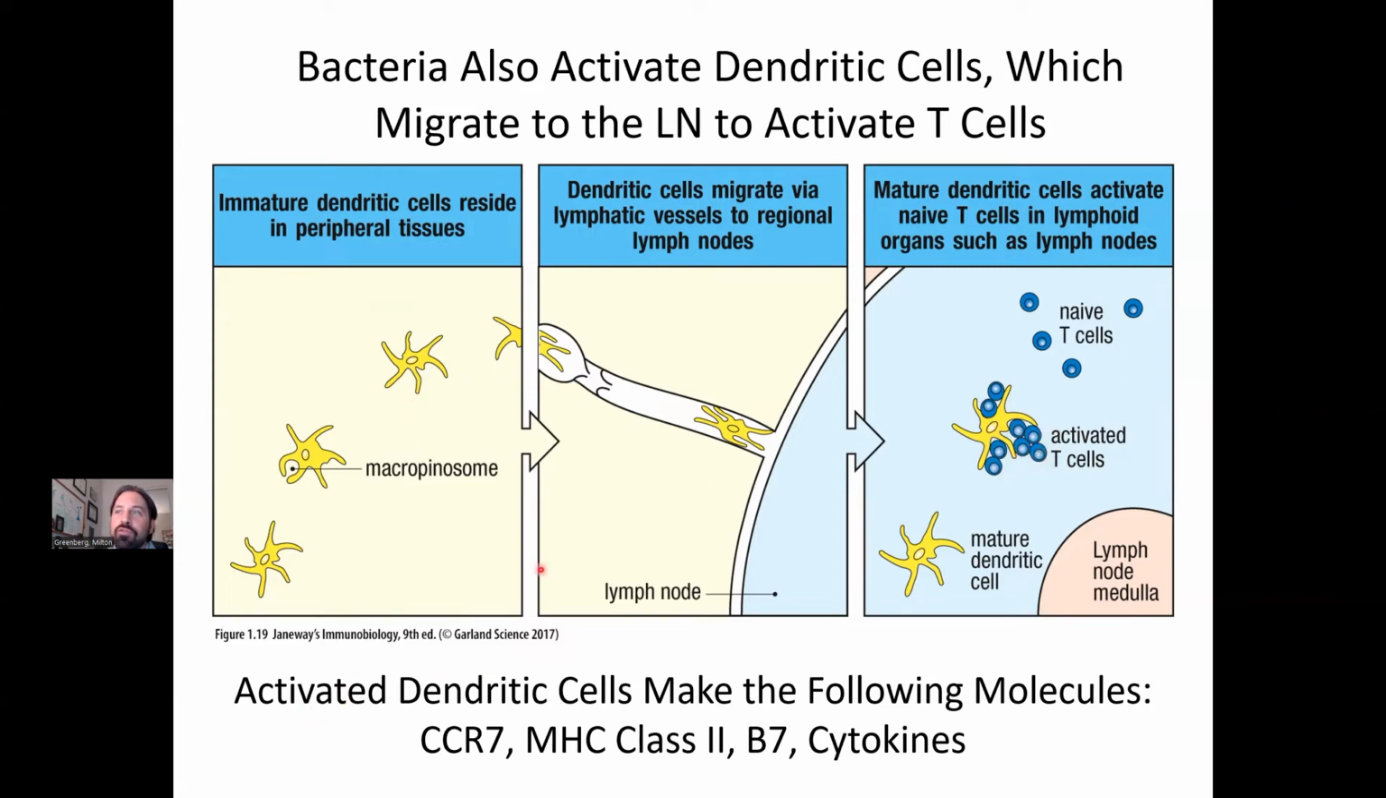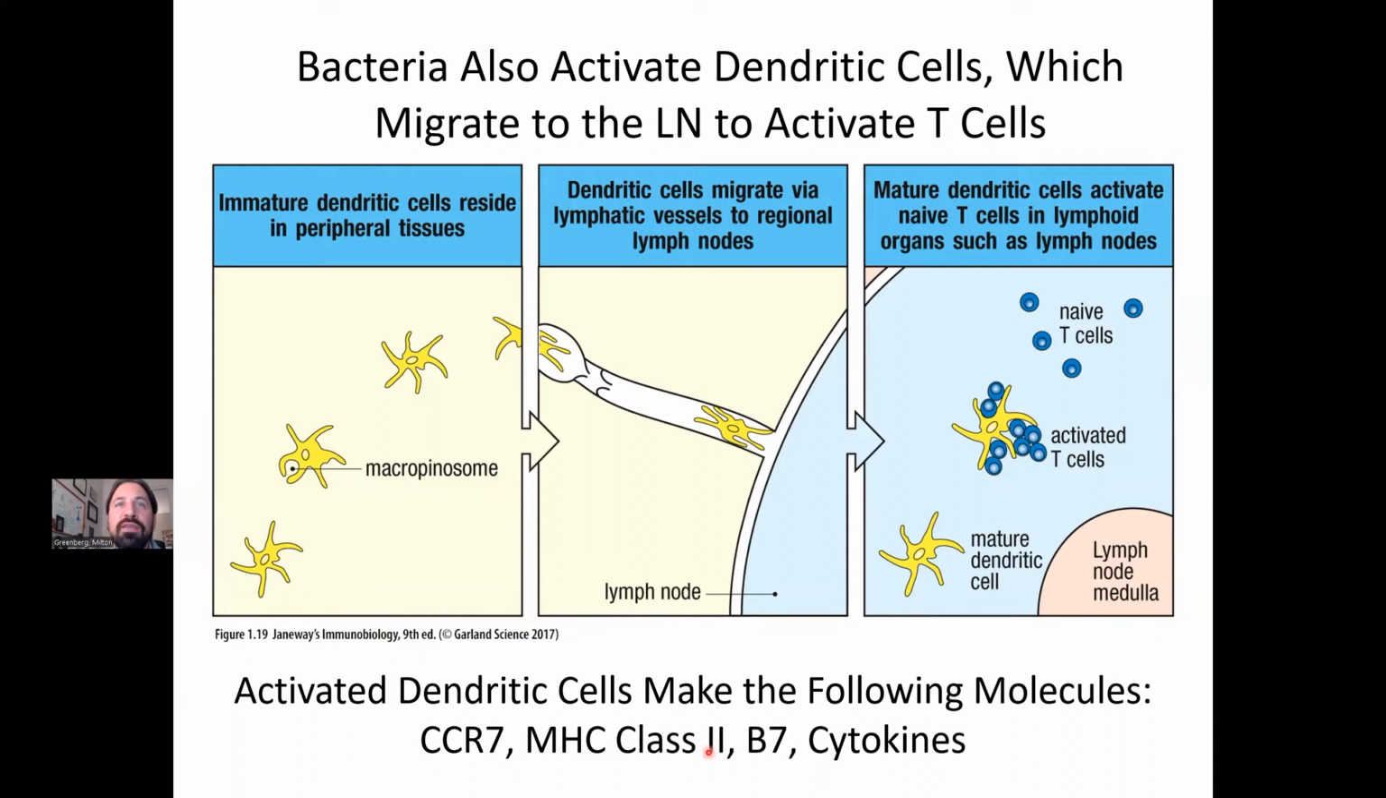So activated dendritic cells are making a variety of different molecules. So they're making CCR7. CCR7 is going to be that chemokine receptor that'll drag them to the T cell area of the lymph node. It'll make things like MHC class 2.